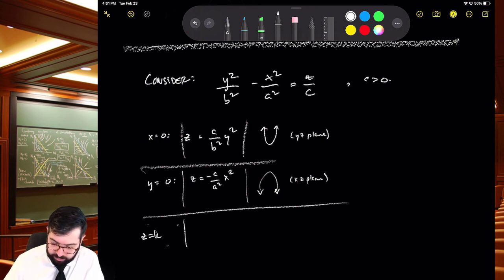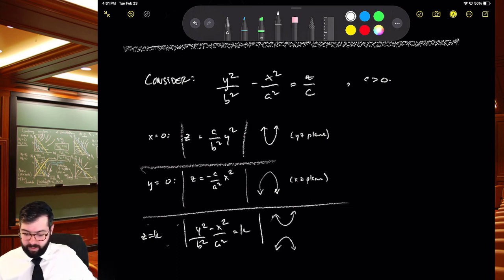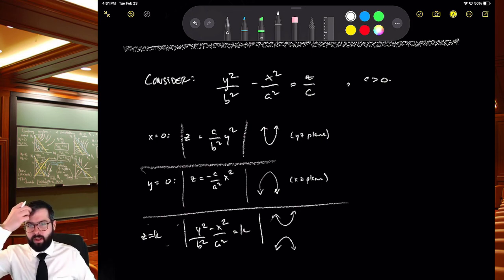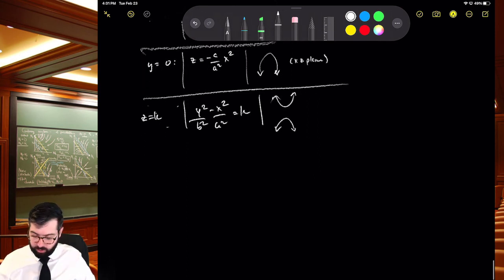So when z equals k, we've got y squared minus x squared equals k, which is really a hyperbola, right? Something like this. And so, what does this thing really look like? It's kind of tough to draw. I'm going to try it right now, but then I'll use a computer to actually show you what's happening.